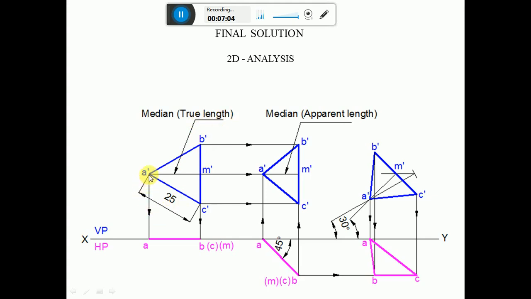So draw a vertical projector from A dash to the XY line, and also from B dash, C dash and M dash to the XY line. And as we see from the top view, AB is near to the observer, so AB is visible. M and C are away from the observer, so C and M are in brackets. Then join A to B with a dark line.